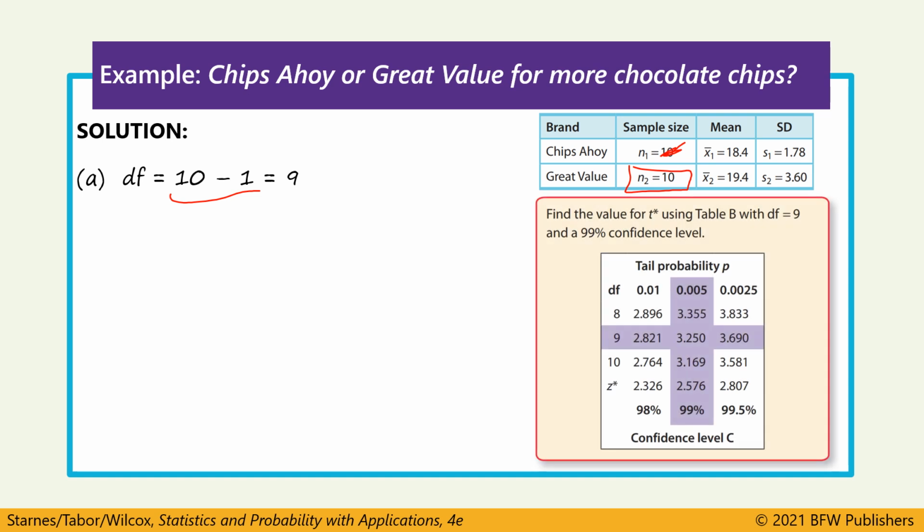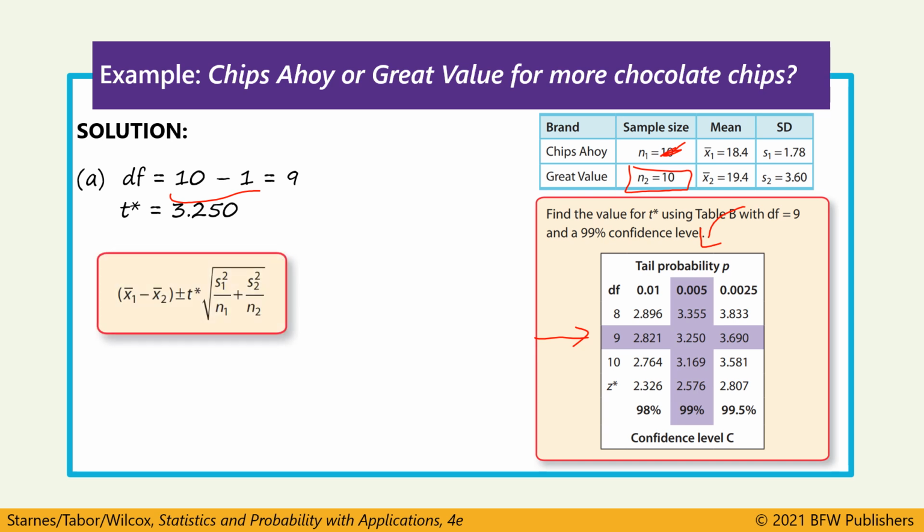We look that up in the green table. We'd cross the 9 degrees of freedom with 99% confidence interval, or 0.005 one tail. All right, the two tails together would make that 1% left over, and we get a critical value of 3.250.